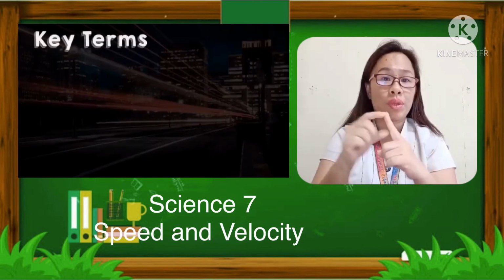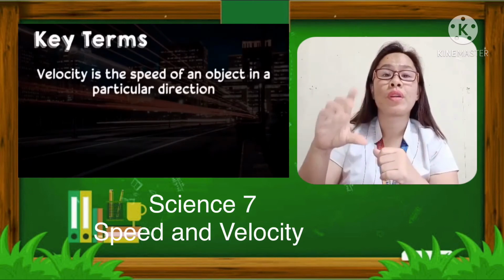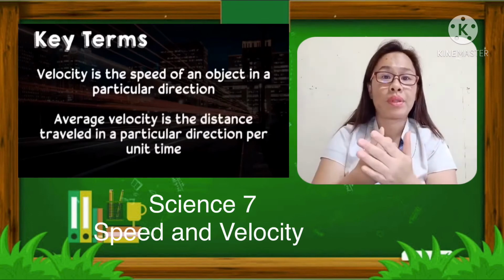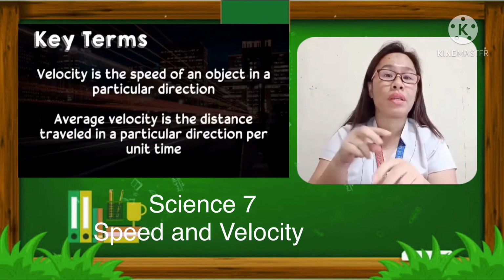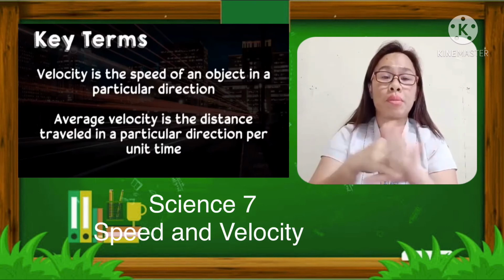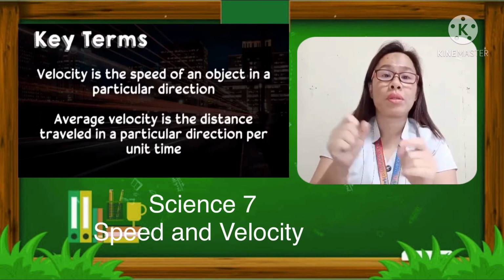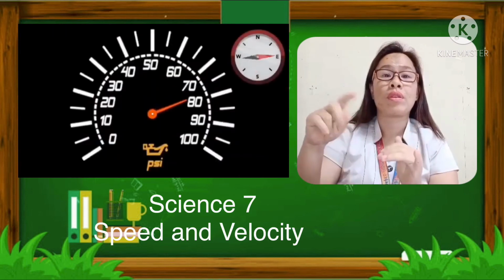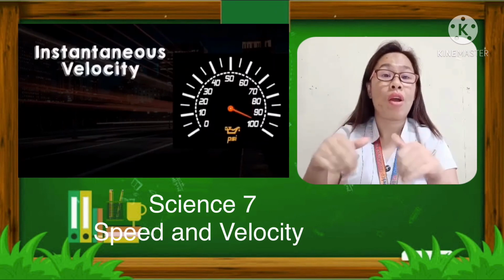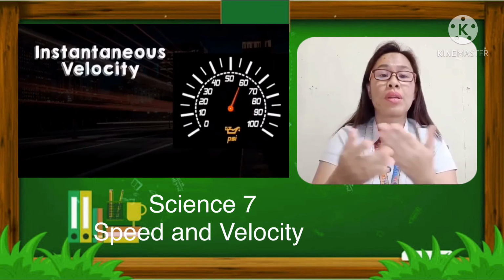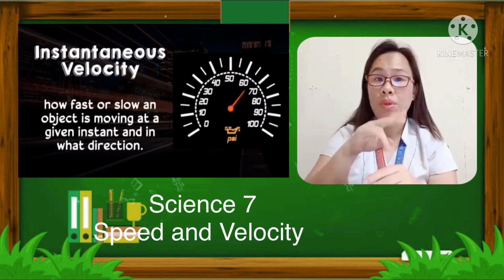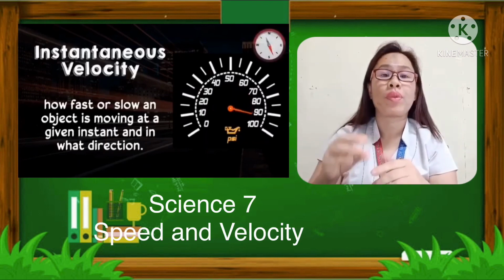Before we proceed, here are the key terms that you need to take note. Velocity is the speed of an object in a particular direction. Average velocity is the distance traveled in a particular direction per unit time. Take note, velocity involves distance with direction or displacement. If we have instantaneous speed, meron ding instantaneous velocity. It refers to how fast or slow an object is at a given instant and in what direction. You can estimate it by looking at your speedometer and using a compass.